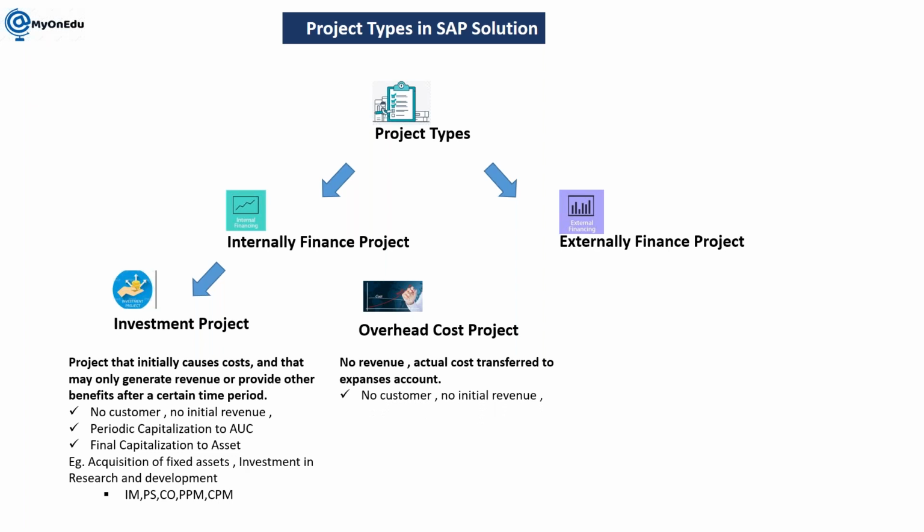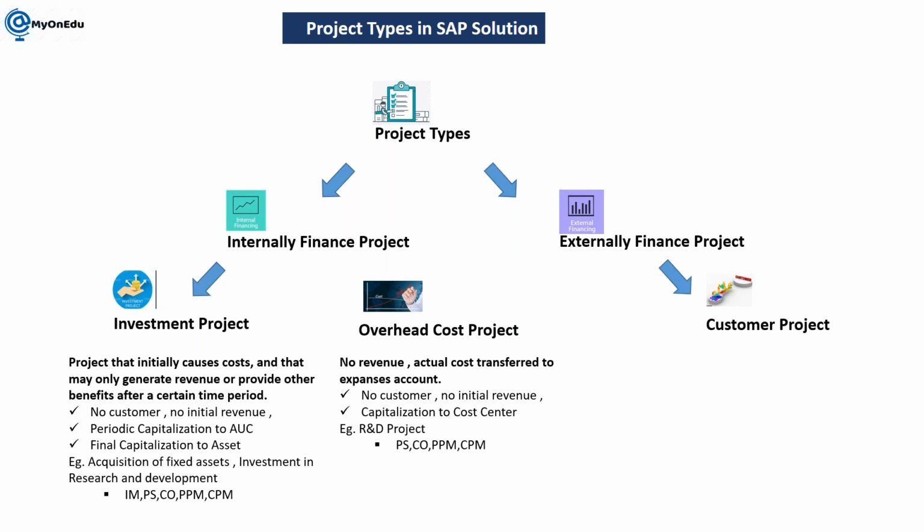Here we will not have any customer or initial revenue, and there is capitalization to a cost center, like an R&D project. PSCO, PPM, and CPM are the modules which can help us manage the business process in any cost project.